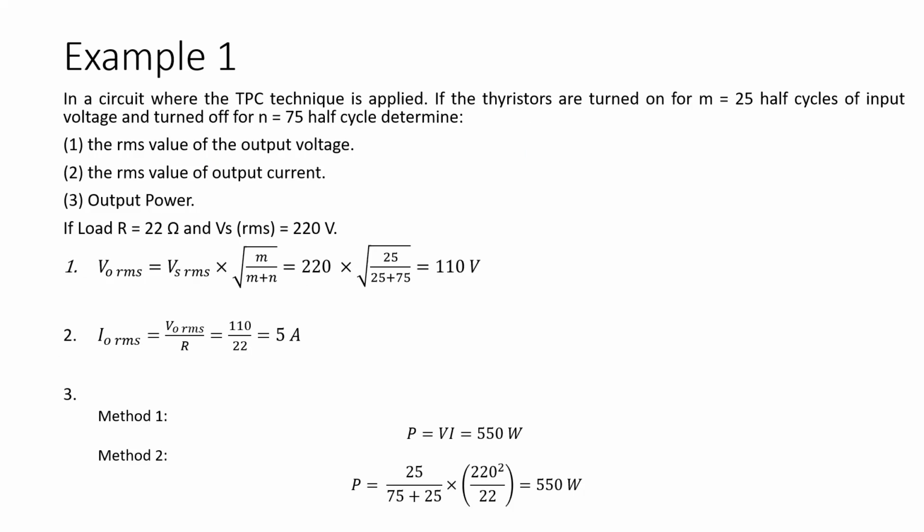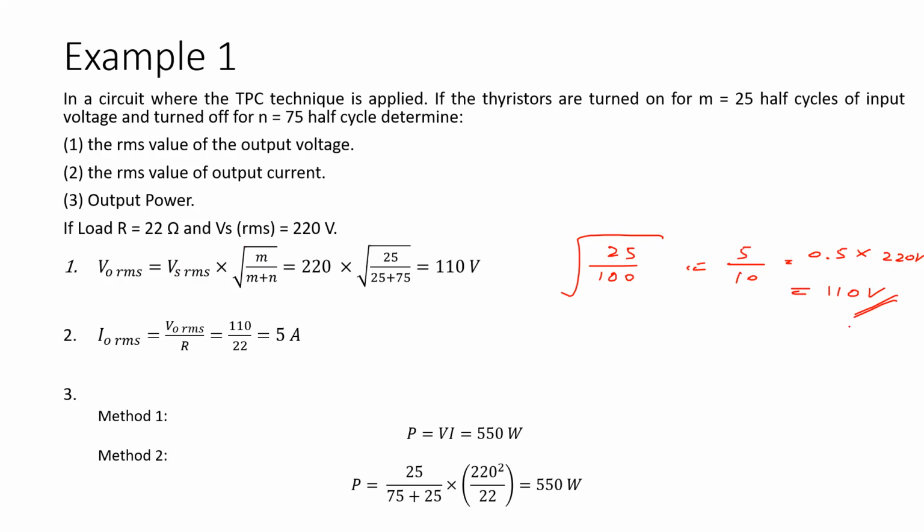Output voltage is calculated like this from the previous equation. We have V out RMS, Vs RMS, and the equation we obtained earlier. Here our M is 25 cycles and M plus N is 100 cycles. I have included the calculation. So 25 over 100 is a quarter, whose square root is a half, into Vs RMS, which is 220 volts, and this will be 110 volts.